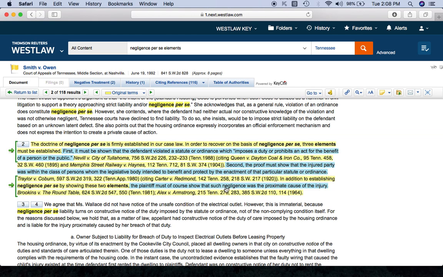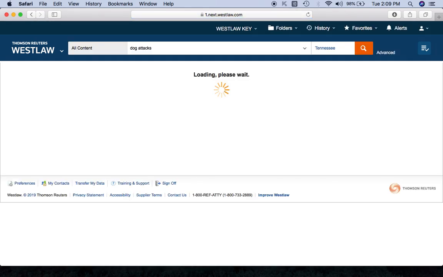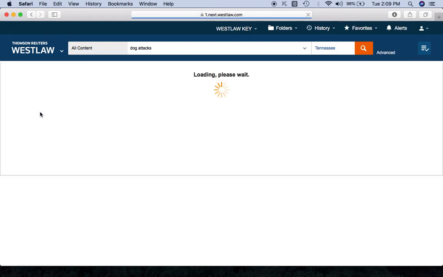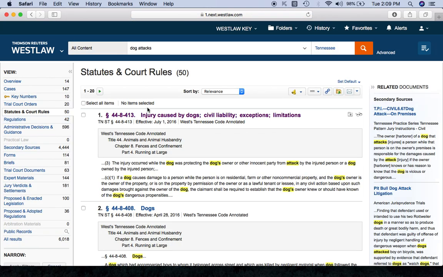And so we want a Tennessee statute that can satisfy this first element right here. So I went up here, still searching in only Tennessee, and I just searched dog attacks to see where that got me. And I went over here to statutes and court rules. And this first one right here, injury caused by dogs.